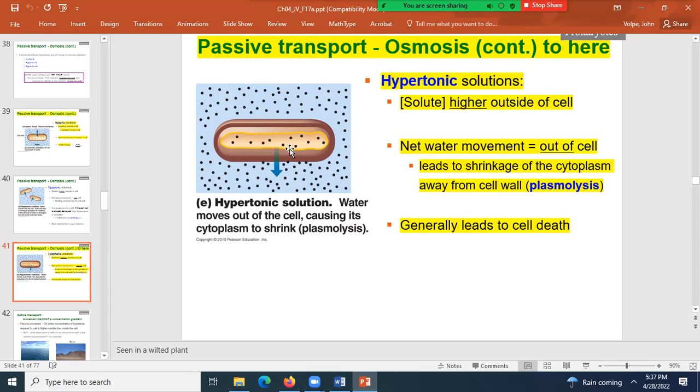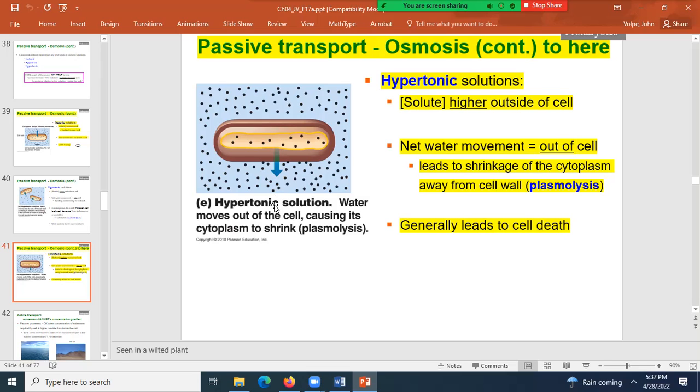of solute inside the cell. In this case, the water will move from inside the cell to outside the cell. This will cause shrinkage of the cytoplasm, and you can see the cell membrane pull away from the cell wall as water leaves the cell. This will cause plasmolysis, and that can kill the cell.